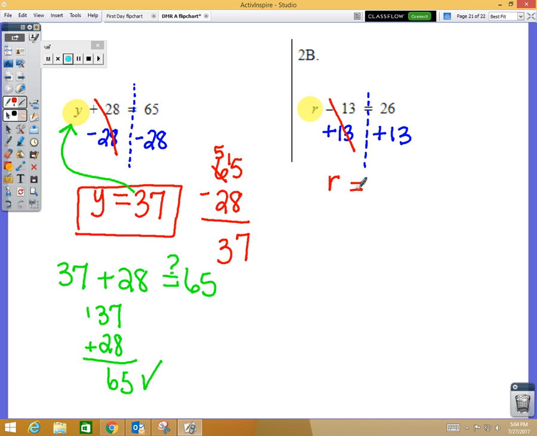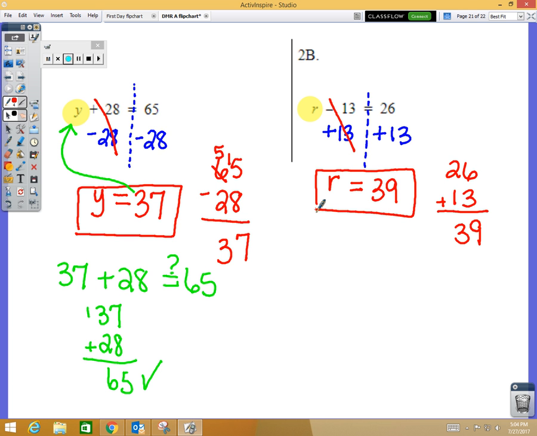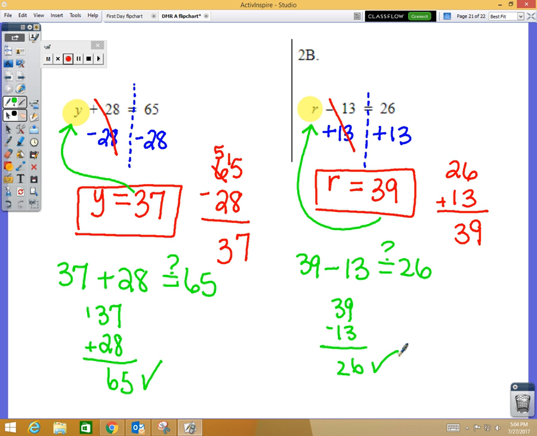And 26 plus 13, that one's a little bit easier to do in your head, but I'm still going to write it down over here. That would give me 9, 3, so 39 should be my final answer. So I'm going to box it in since I think that is my final answer. Now I want to go ahead and check this. So I'm going to substitute this 39 in there for my variable. So it is 39 minus 13. Does that equal 26? 39 minus 13, 6, 2? Yes, it does. So I know my answer is correct.